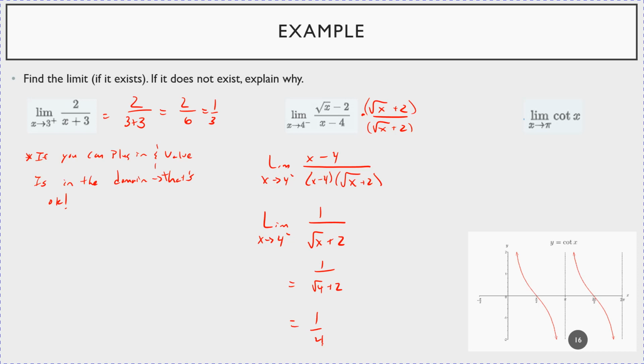So you can still use the same principles to evaluate one-sided limits. That's totally okay. Now look at the cotangent of x as x goes to pi. Here's the graph, and you can see you have a vertical asymptote here. So this limit just does not exist, because the one-sided limits increase and decrease without bound. So that's your vertical asymptote.